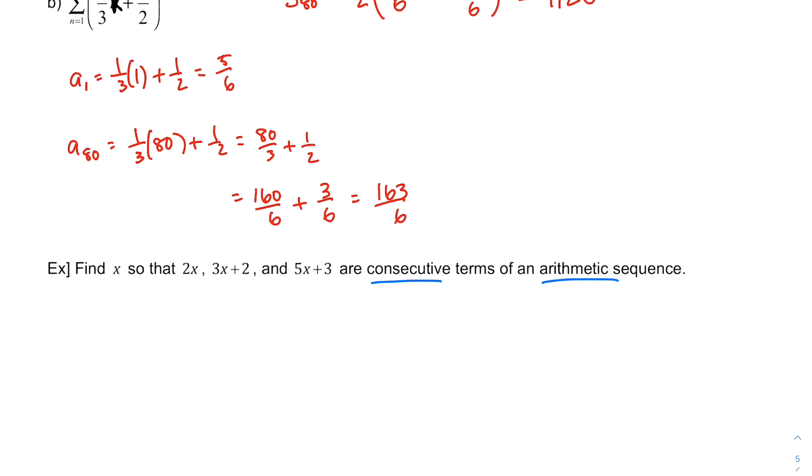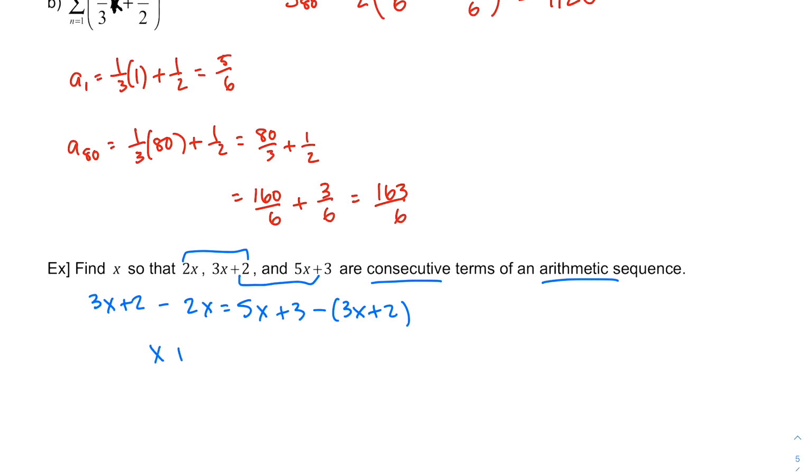Basically, if I subtract consecutive terms, I should get the same number every time. So if I subtract these two, 3x plus 2 minus 2x, I should get the same thing as if I subtracted these two, 5x plus 3 minus (3x plus 2). So I'm just using the fact that consecutive terms have a common difference. So let's solve this equation.